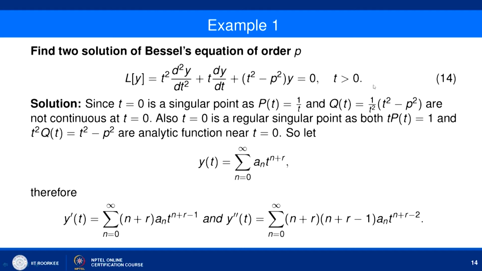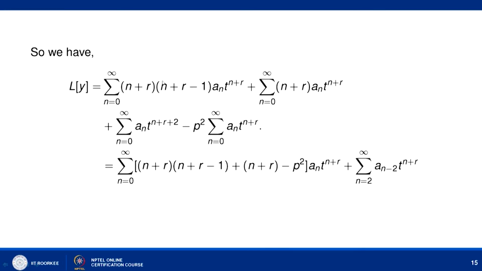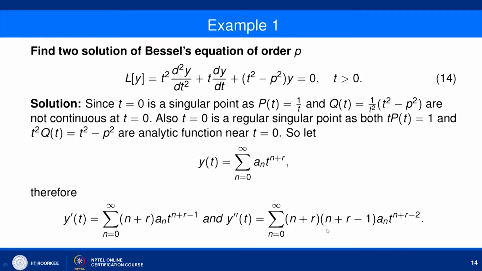First, we have to look at whether t = 0 is a singular point. If you look at the coefficient of the highest order derivative present here, that is d^2y/dt^2, the coefficient is t^2, and at t = 0 this t^2 is equal to 0. So it is a singular point of this equation. How do we check that it is a regular singular point? For that you divide by t^2 and look at the coefficient of dy/dt here.